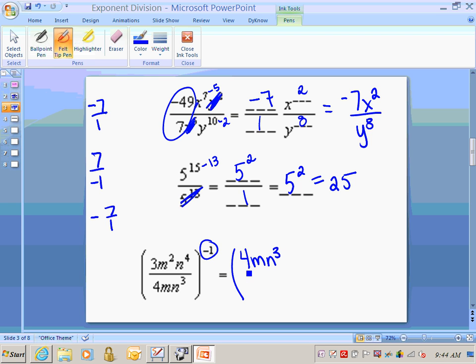So this would actually be 4mn cubed over 3m squared n to the 4th. And now this will all be to the what? Positive 1, right? So really, if it's to the positive 1, it's itself, right? So this is really 4mn cubed over 3m squared n to the 4th. Can we leave it that way?